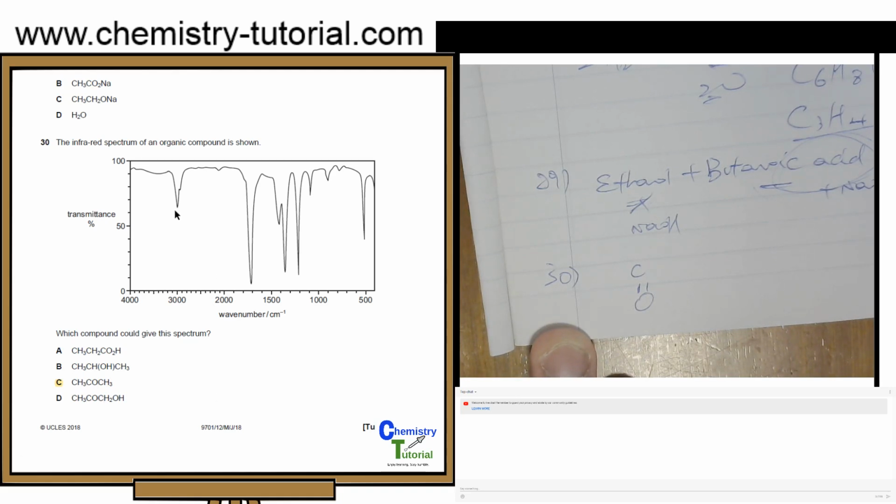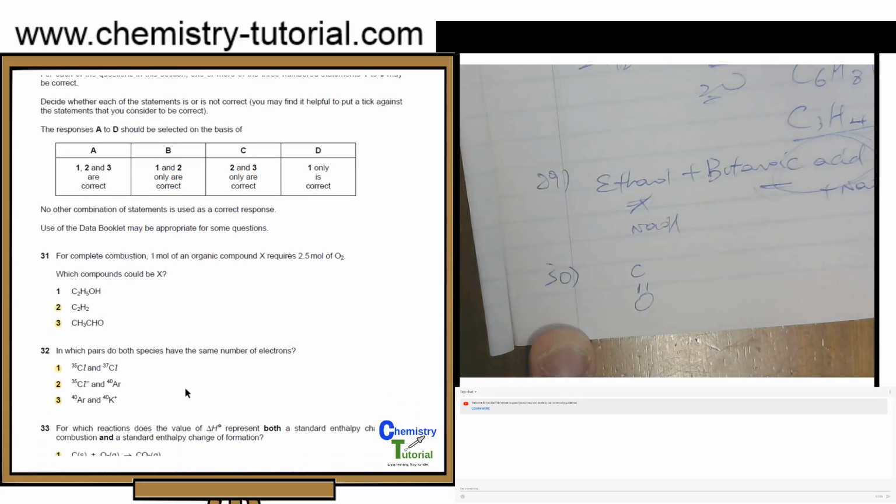However, now you check, there's a wave number of around 3001. Now this is where you need to refer to your data booklet, right? Because this one is not that broad. Those molecules that are able to form hydrogen bonds tend to form, as in their peak will be much broader, but this peak is not that broad. It's quite sharp. So therefore, you cannot consider option D already. Hence, the answer for this is option C.